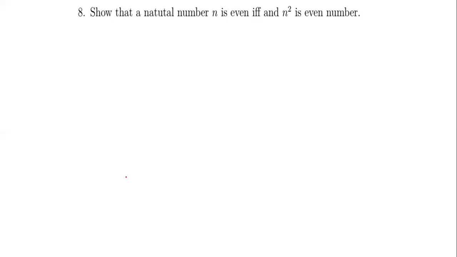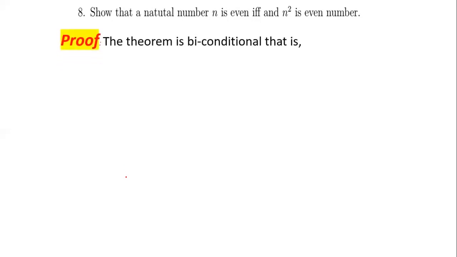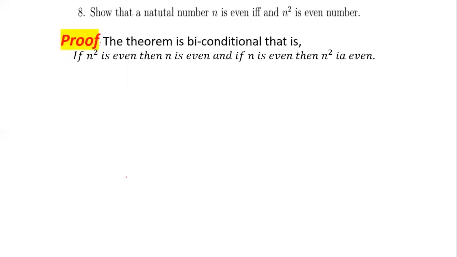You know that this theorem is biconditional. That means it is if and only if, so if we write this in a separate way, as the combination of two implications, we have this one: if n square is even, then n is even. This could be the first implication. And the next one: if n is even, then n square is even.